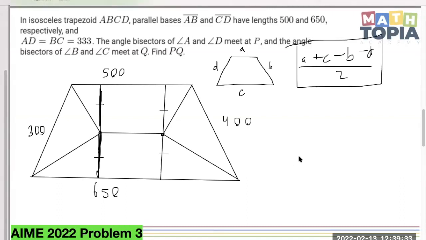Very nice. So yeah, this was numbers 1 through 5 of the 2022 AIME I.